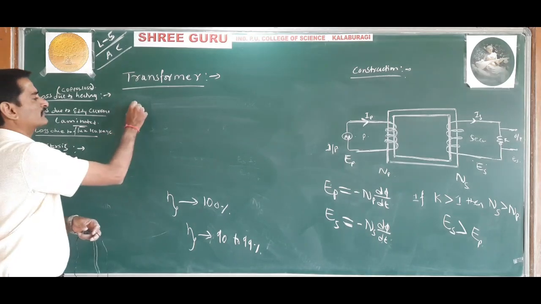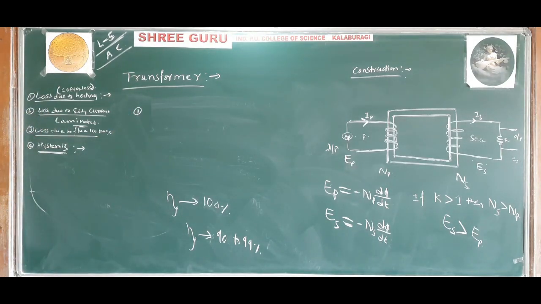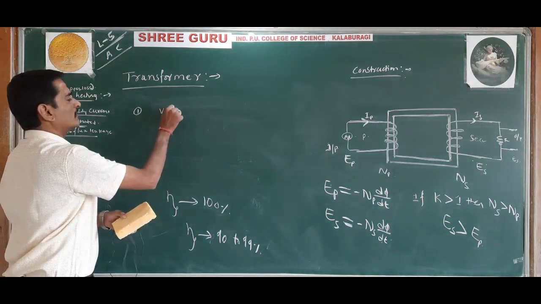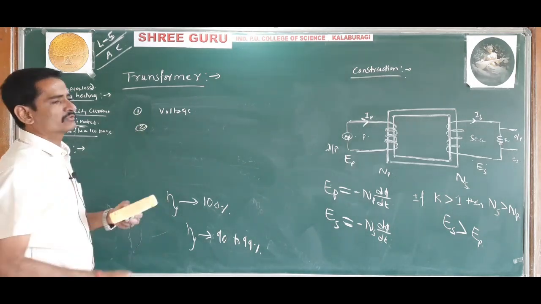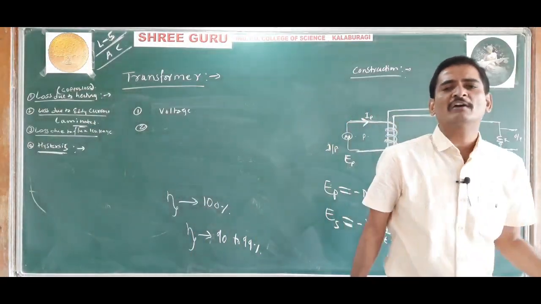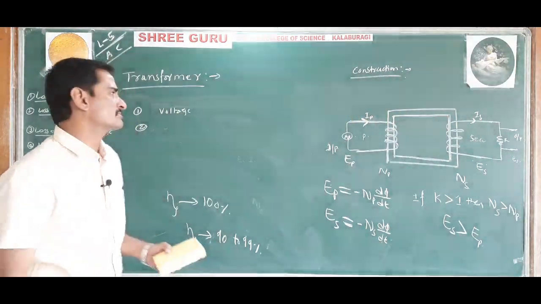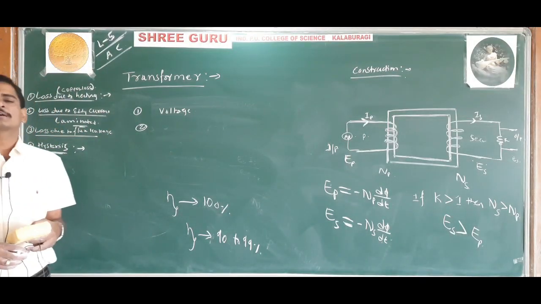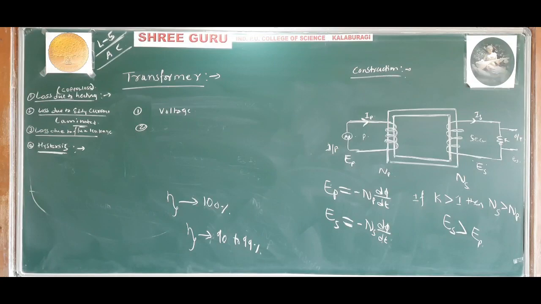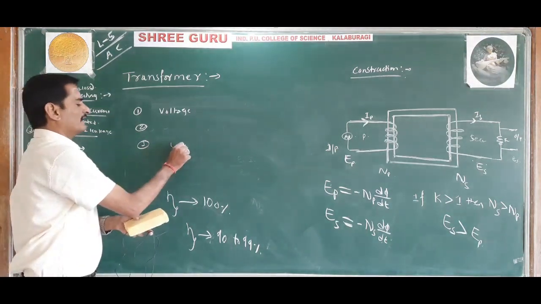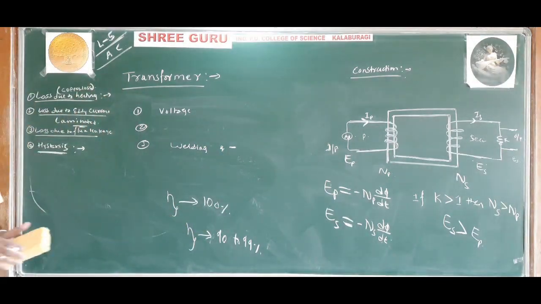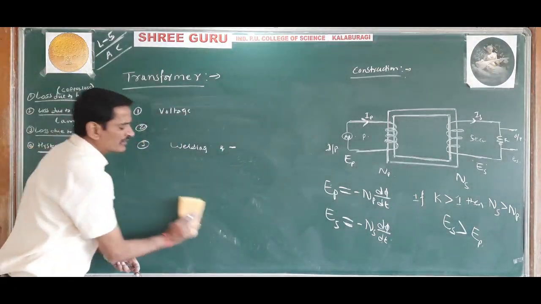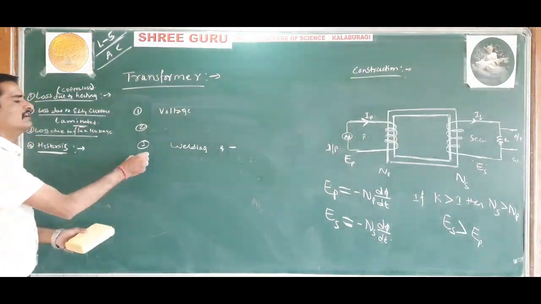Okay, so what are the uses of a transformer? A transformer is used in the voltage regulator of a TV, refrigerator, etc. Step-up and step-down transformers are used in transmission and distribution of electrical energy. The step-down transformer is used in welding and induction furnaces. And a step-up transformer is used in radio tuning.